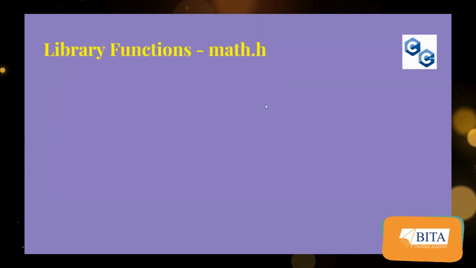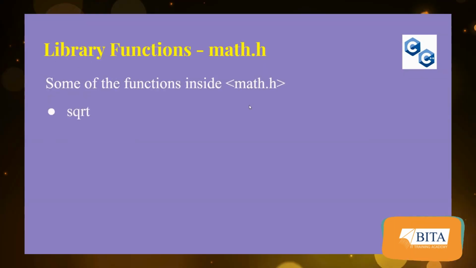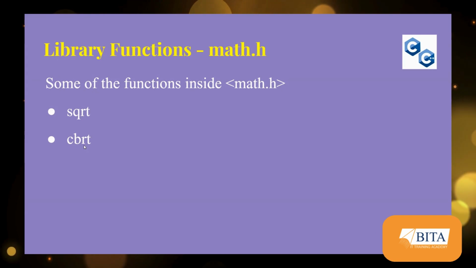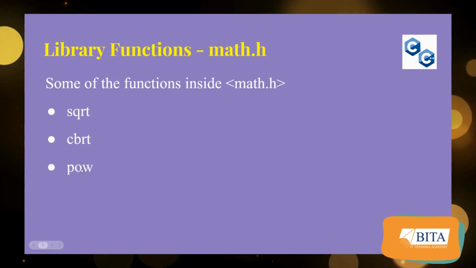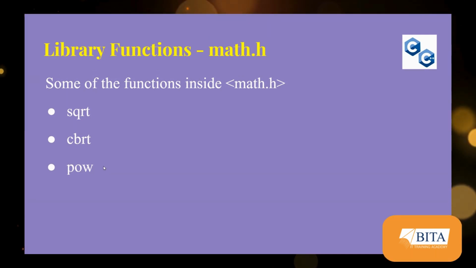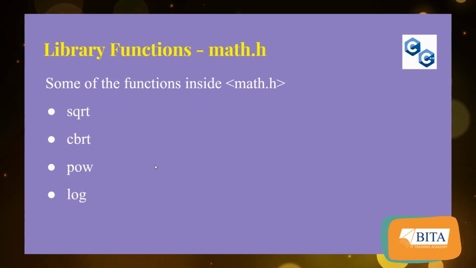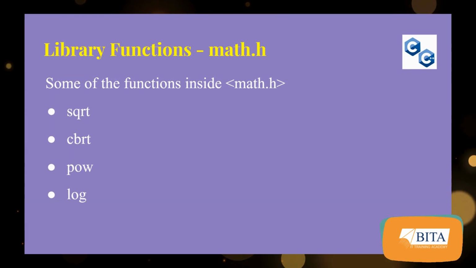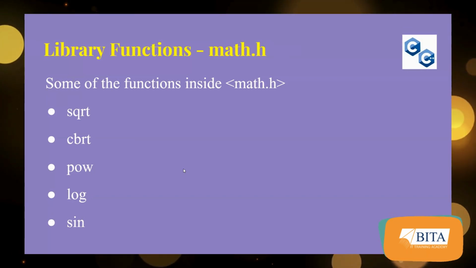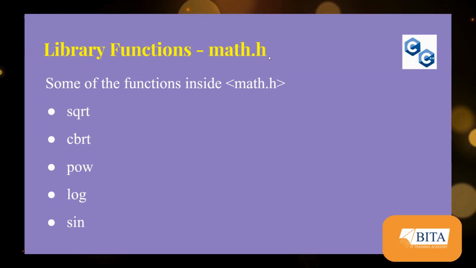We also have some library functions listed inside the math.h. sqrt to find the square root of a number. Cube root of a number is found using cbrt. pow is used to find the power of a number, for example, 2 to the power 3 or 5 to the power 9, something like that. And logarithmic values are also obtained using the log function. We also have some trigonometric functions like sin, cos, tan, etc. All these functions are also available within the math.h.